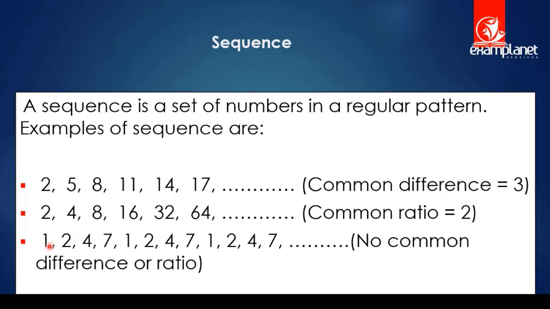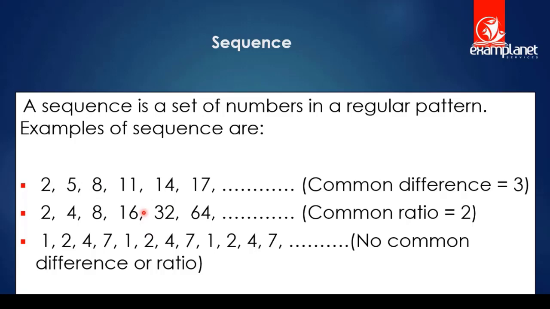This is another example. 1, 2, 4, 7, 1, 2, 4, 7, 1, 2, 4, 7, and so on. What can you say about the pattern in this sequence? Very clear. We are not adding or subtracting or multiplying or dividing by anything. We simply have a set of 4 numbers that are being repeated indefinitely. So we have 1, 2, 4, 7, 1, 2, 4, 7. That is simply the pattern. So this kind of sequence has no common difference or common ratio, because we are not adding, subtracting, multiplying, or dividing by anything. These are just some examples of what we call a sequence.